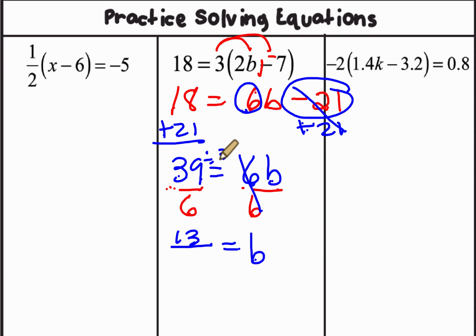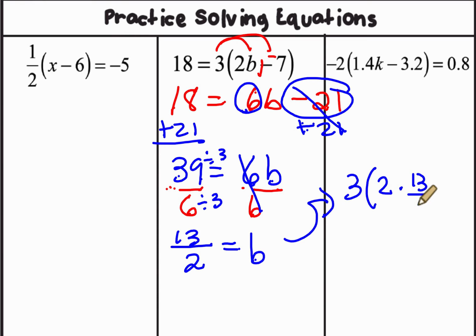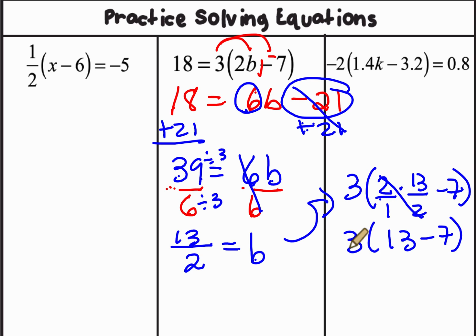3 goes into 39 13 times, and 3 goes into 6 twice. Now, that one may look like you're not right, but let's check. 3 times 2 times 13/2 minus 7. So remember, this is 2/1. 2's cancel, leaving us 13 minus 7. And then there's that 3. 13 minus 7 is 6. And 3 times 6 is 18, which is what we were expecting.